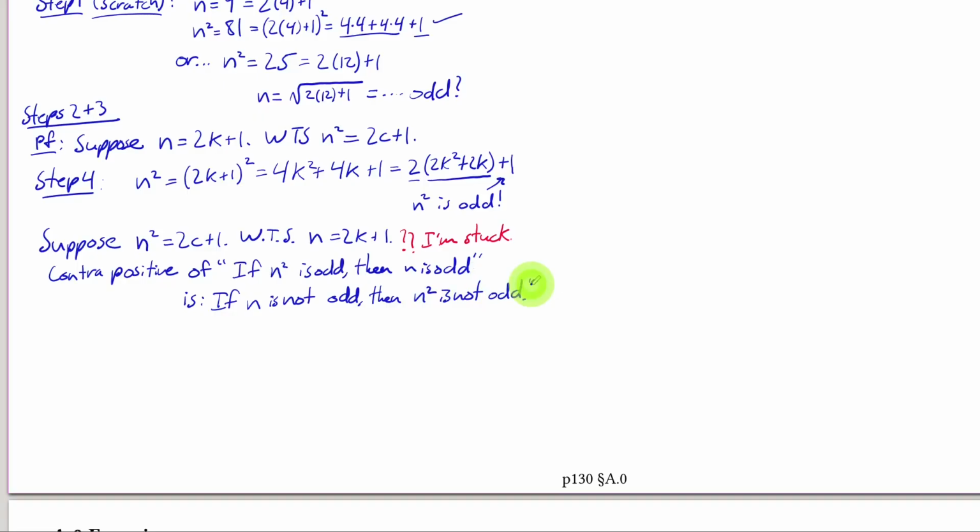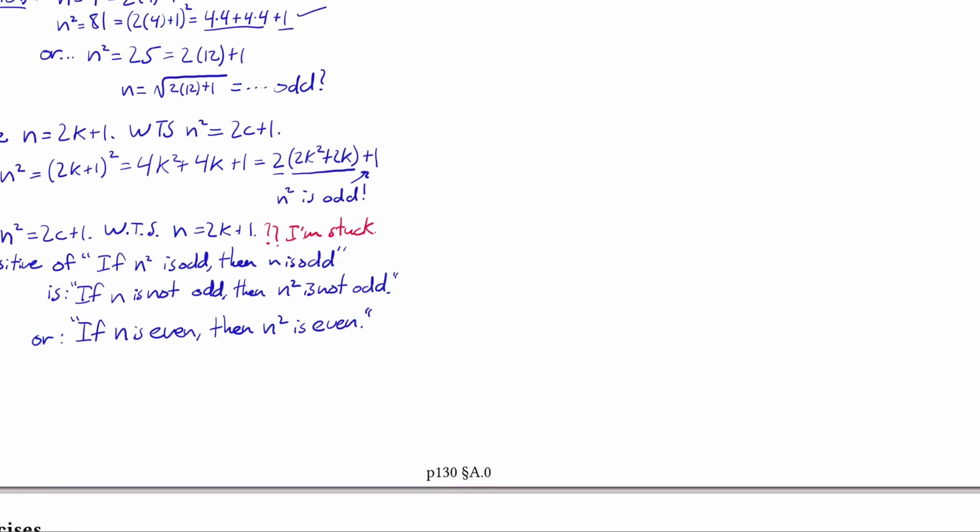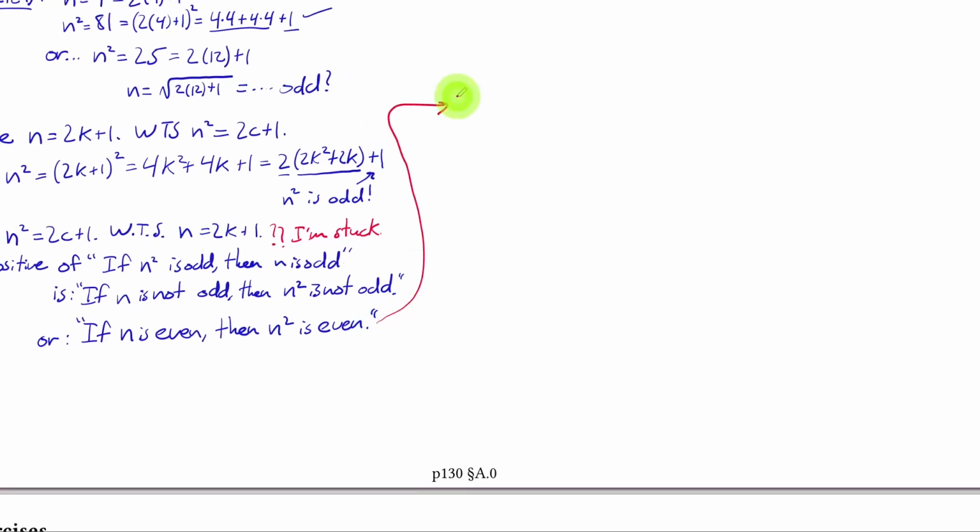And here again, we can use things you know about numbers, that everything's either odd or even. So in other words, you can say if n is even, then n squared is even. And that sounds easier to prove than what we were just trying to do. Okay, so let's start over with this one. Let's suppose that n is even. We want to show that n squared is even.